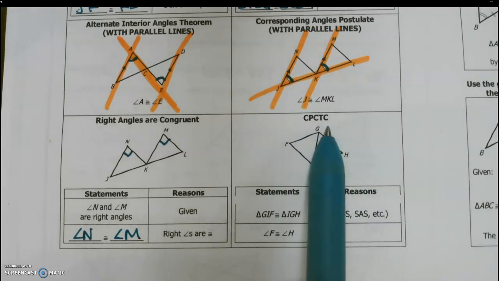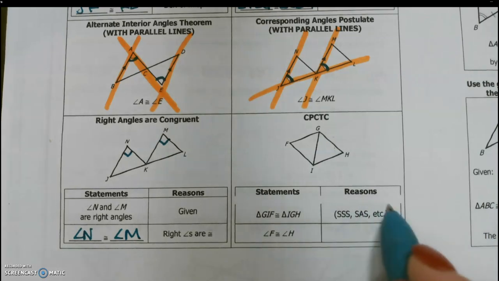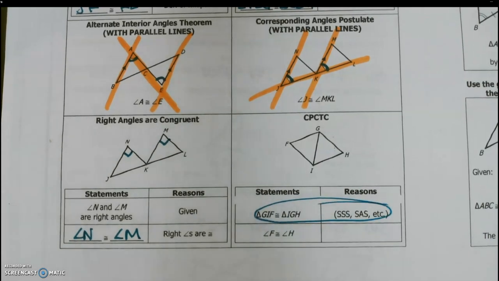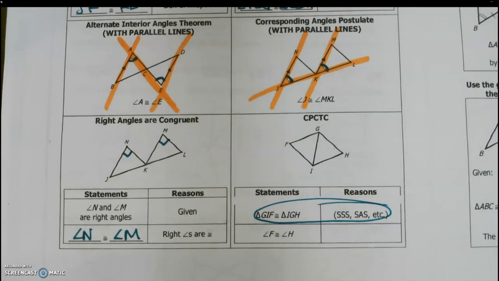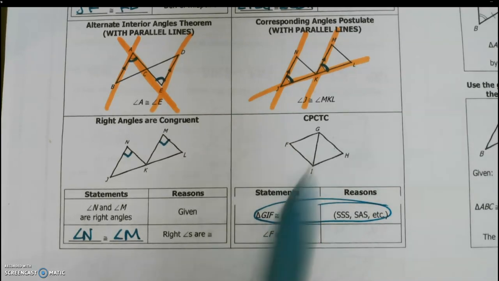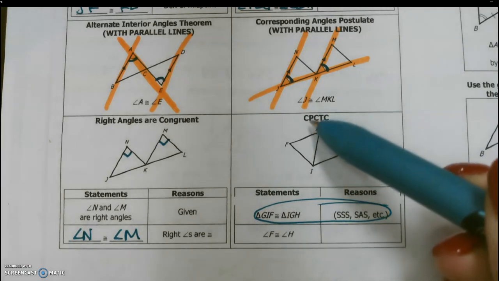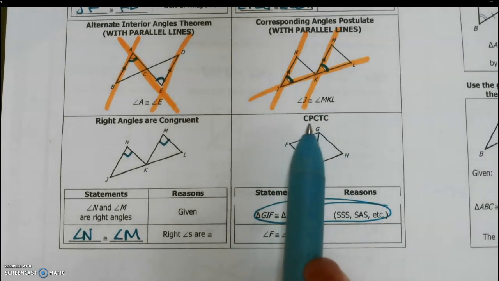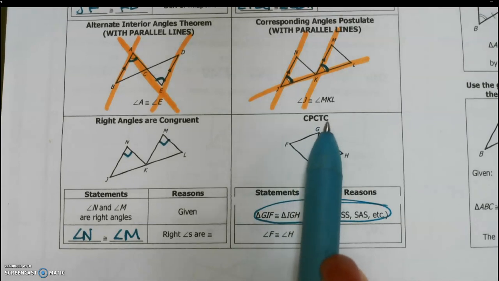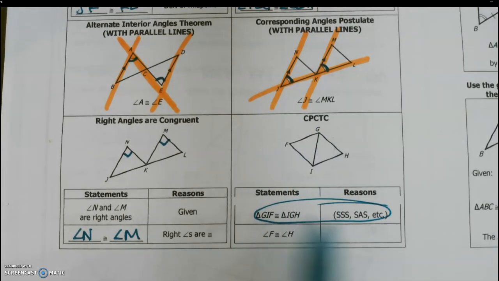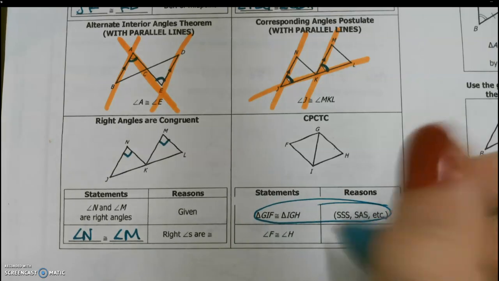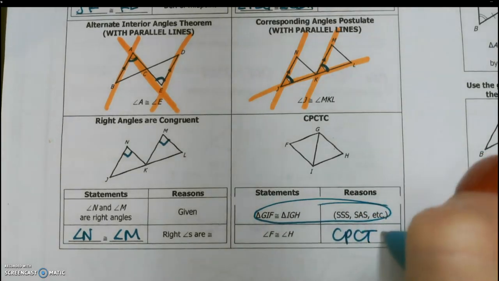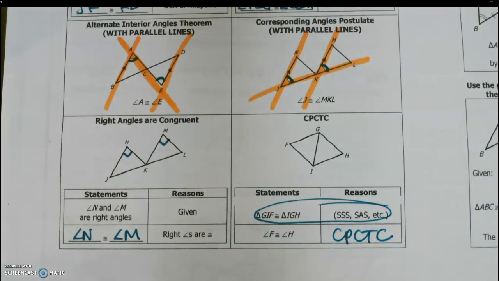Then we have CPCTC. You can use CPCTC once you have proven that 2 triangles are congruent. If you have proven that 2 triangles are congruent, you can make the claim that any of their corresponding parts are congruent. So corresponding parts of congruent triangles are congruent. Since I've stated that they are congruent, I can state that any of their corresponding parts are congruent utilizing this theorem.